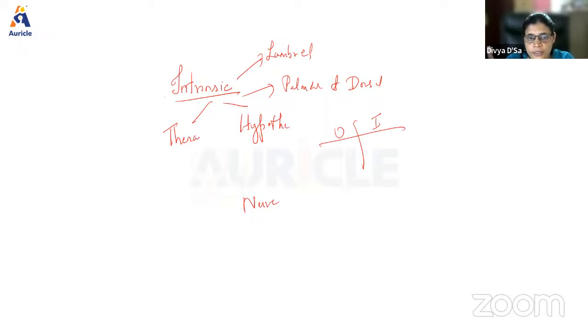The thenar muscles accordingly bring about flexion, abduction, as well as the opposition movements. Whereas the lumbricals bring about flexion of the metacarpophalangeal joints and extension of the distal and proximal interphalangeal joints. Palmar interosseous brings about adduction, dorsal brings about abduction.